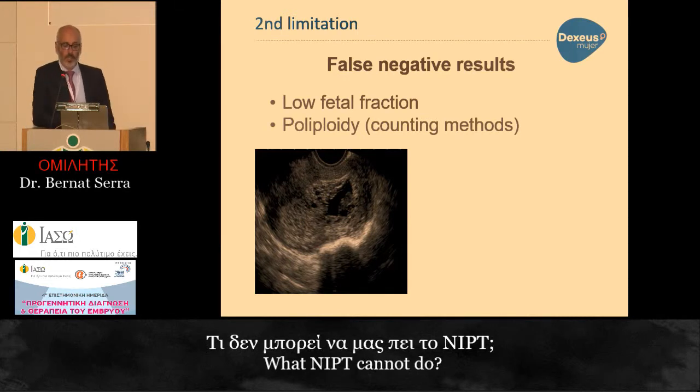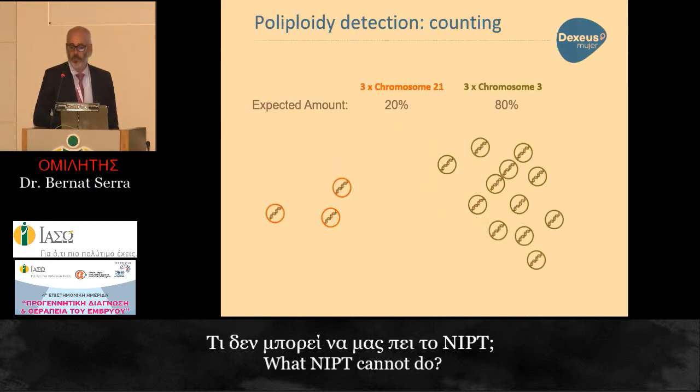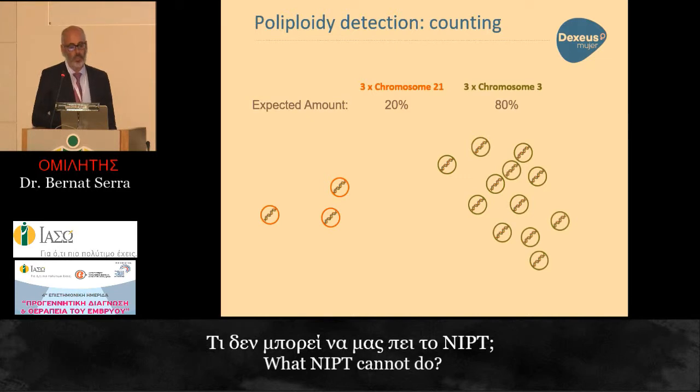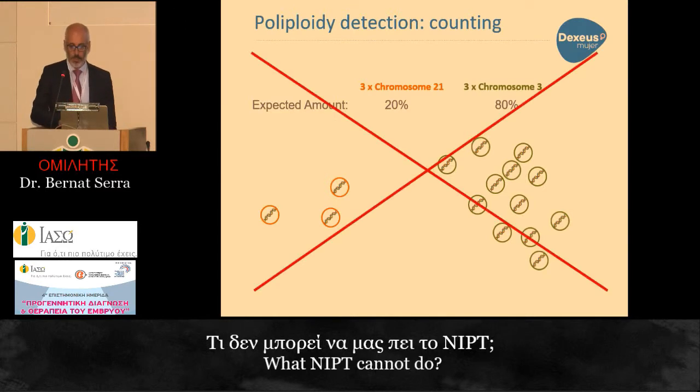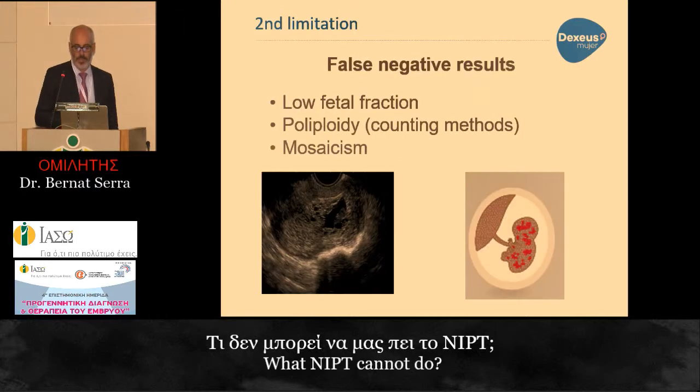You can also have false negative results if the pregnancy is polyploid. If you have such an image that arises a suspicion of a trophoblastic disease, don't do an NIPS, especially if you use the counting method, because although there is an extra set of chromosomes, the ratio between the chromosome 21, 13, or 18 to chromosome 3 remains the same. Therefore, it does not work. You will miss a polyploidy if you do non-invasive prenatal testing.